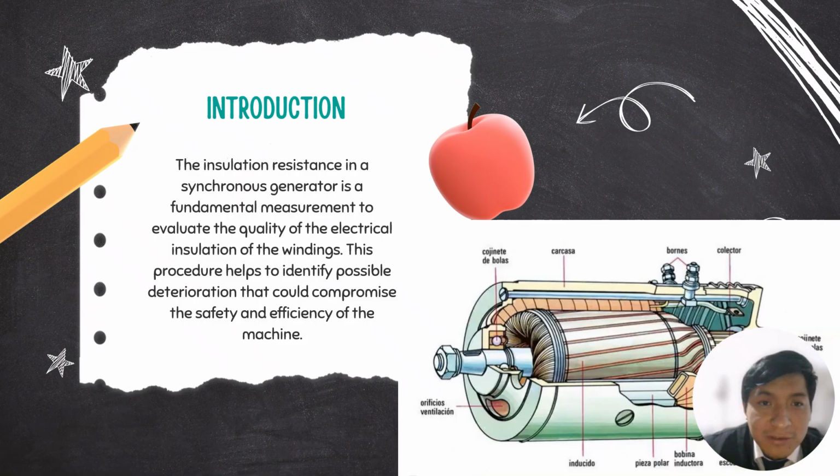The insulation resistance in a synchronous generator is a fundamental measurement to evaluate the quality of the electrical insulation of the winding. This procedure helps to identify possible deterioration that could compromise the safety and efficiency of the machine.